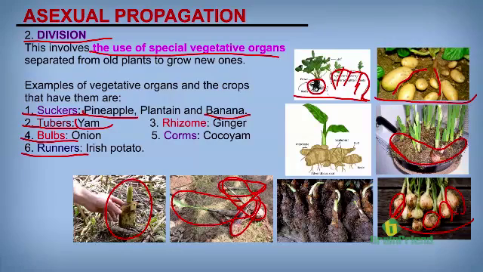The next type of special vegetative organs are the rhizomes. Rhizomes are used to cultivate crops such as the ginger. You could see a rhizome sprouting out and growing as a new ginger crop. The next and the last type is the corm. Corms are used to cultivate crops such as the cocoyam. You could see the corms of the cocoyam sprouting as new crops.